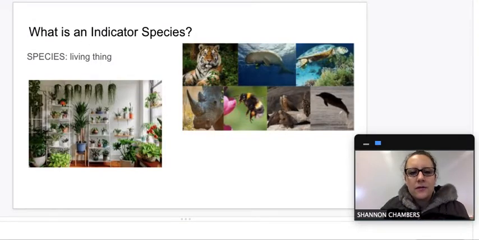That's a picture of my house, actually. That's my living room. No, I'm just kidding. It's not. Wouldn't that be hilarious though? I think that is actually someone's real house, but that's a little too many plants for me.